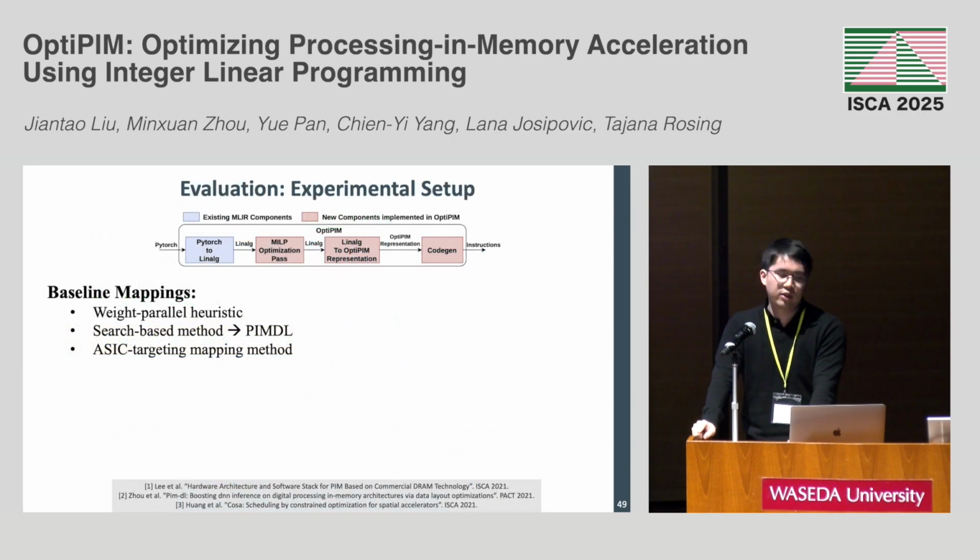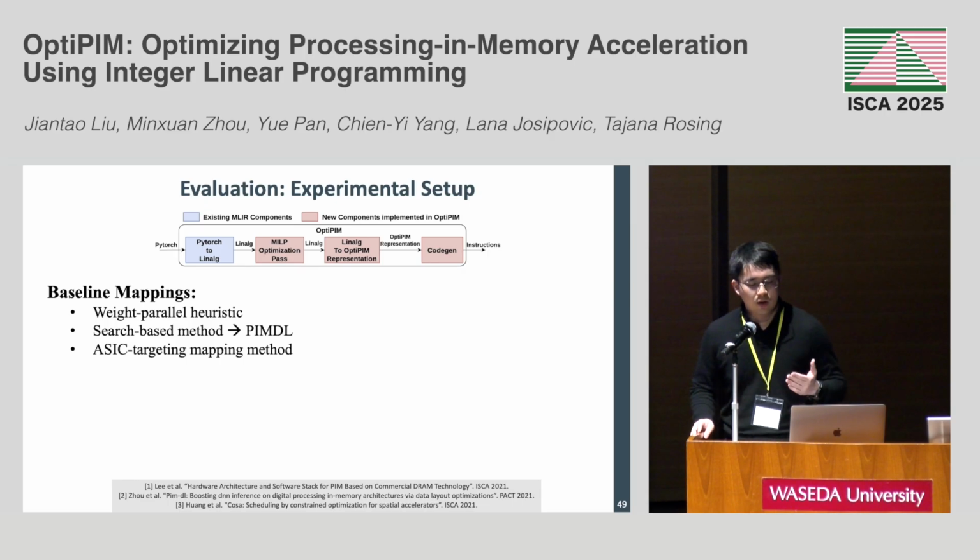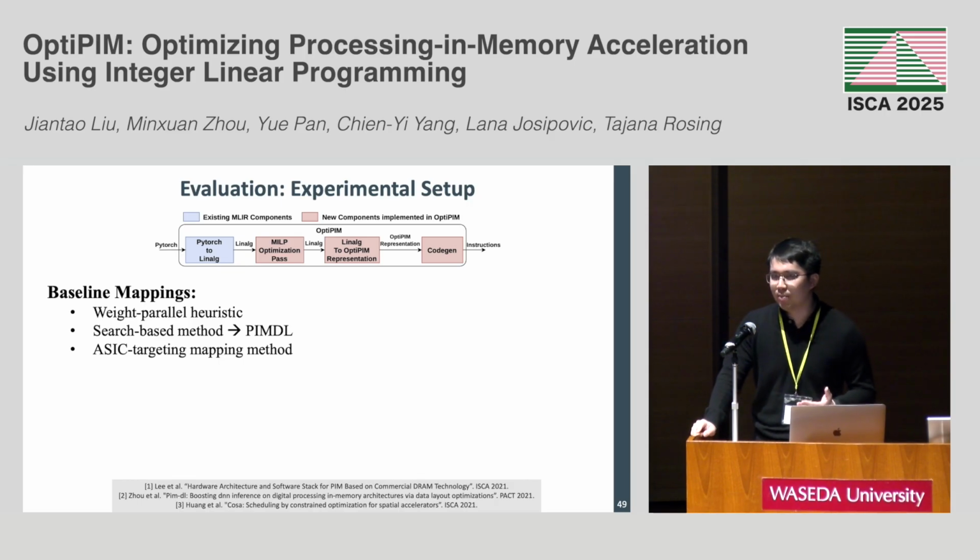Finally, for the evaluation, as we said, we implemented most of the things in MLIR, like the flow shown here, and we compare the result of OptiPIM with 3 other baseline mapping methods. The first one is the weight parallel heuristic, taken directly from the HBM-PIM paper from Samsung. The second one is a search-based method, PIMDL. And the third one is a modified version of an ASIC-targeting mapping method from COSA.